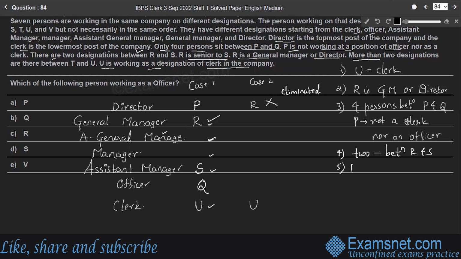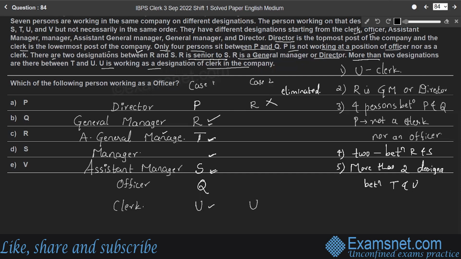So fifth point is more than 2 designations between T and U. That means at least there are 3 designations between T and U. Therefore, T is assistant general manager of the company, right? So that there will be 3 designations between U and T, right?